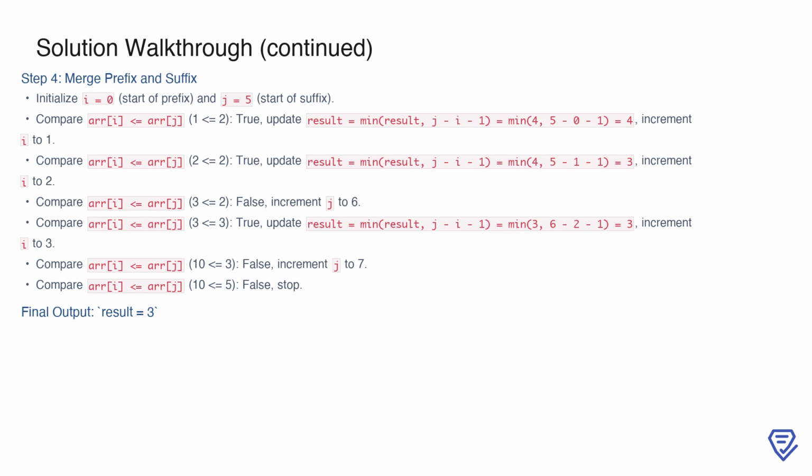Next, we increment i to 2 and compare 3 <= 2, which is false. We increment j to 6 and compare 3 <= 3, which is true. Updating the result gives min(3, 6 - 2 - 1) = 3, and we increment i to 3. Now, 10 <= 3 is false, so we increment j to 7. Finally, we check 10 <= 5, which is also false, and stop here. The final result remains 3, indicating that removing 3 elements will make the array sorted.